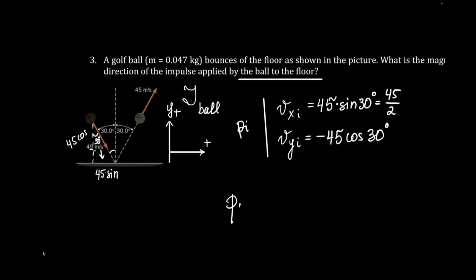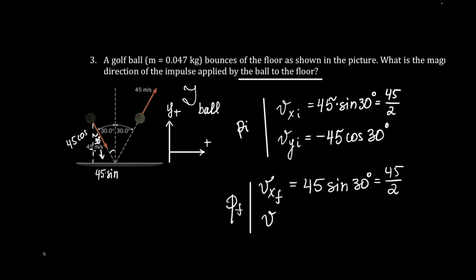Now let's work with the final momentum of our golf ball. We have Vx final to be the same. It is still 45 sine of 30 degrees. It did not change direction horizontally. It's still going to the right, and it's still 45 sin. Vy final is 45 cos of 30, and it is upward now, right? So I'm going to keep it positive.